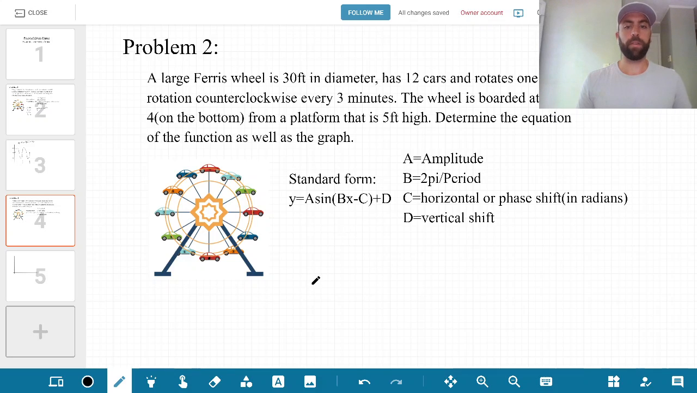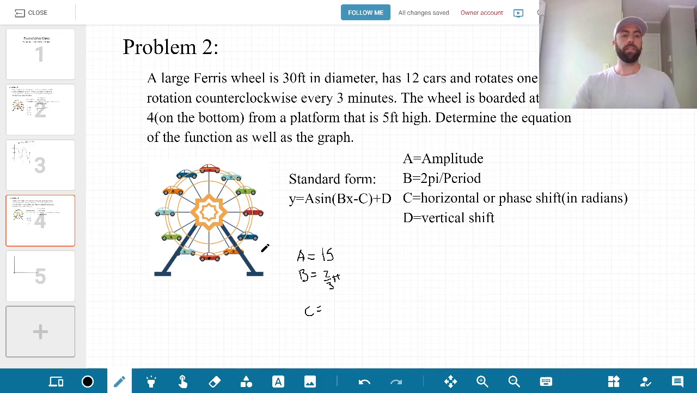All right, let's go down the parameters again. We've got A. What would A be? Well, we know that the diameter is 30, and half of that would be 15. B is 2 pi over the period. The period here is 3 minutes. So we have 2 over 3 pi.